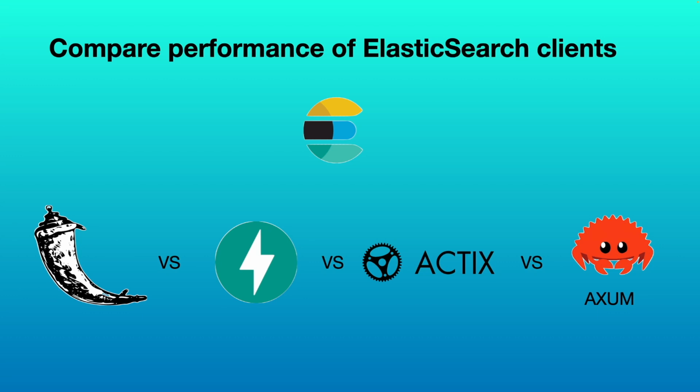In this video I will compare the performance of a few frameworks: Flask with synchronous ElasticSearch client, FastAPI with asynchronous ElasticSearch client, and I will briefly show ElasticSearch client written in Rust with two frameworks, Actix and Axum. I hope you will enjoy this video.